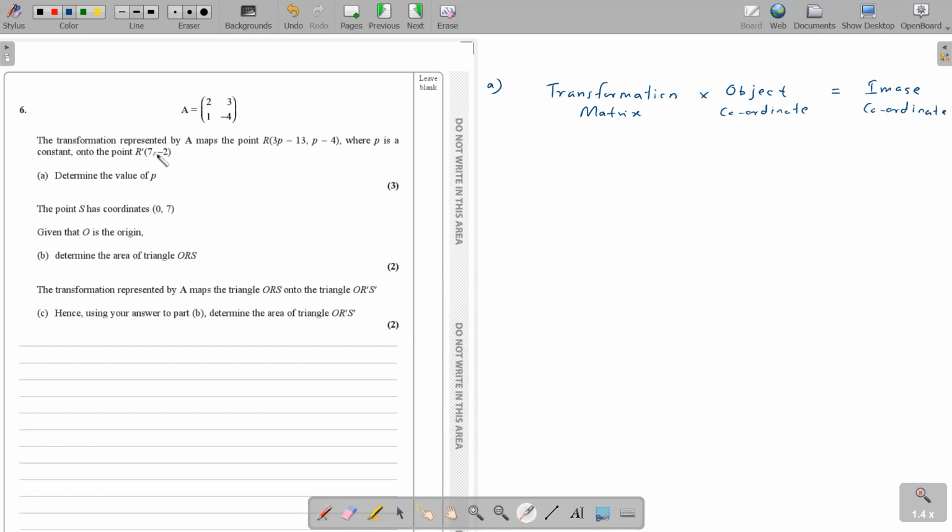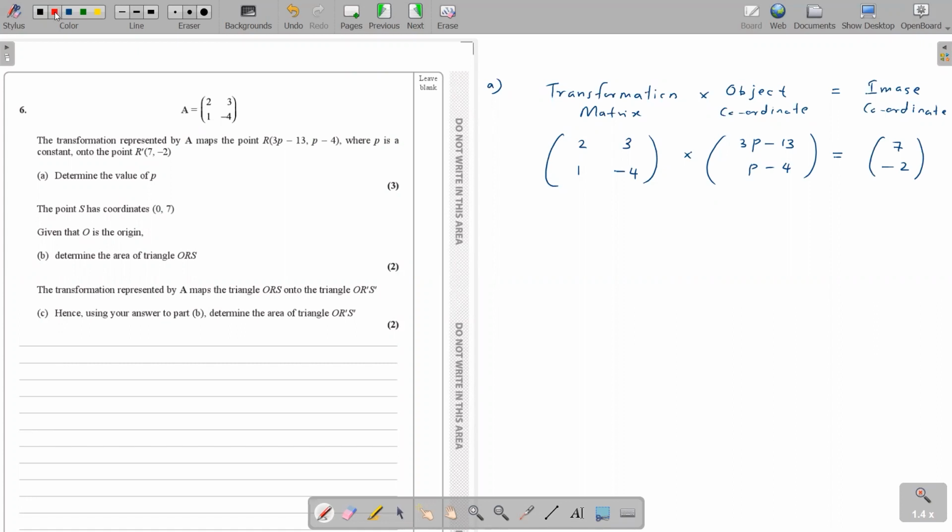So the transformation matrix is represented by A. So A is (2, 1; 3, minus 4) into what's your object coordinate? The object coordinate is 3p minus 13, and p minus 4. Does it mean that there are two values in 3p minus 13? No, 3p minus 13 is a single value. And this equals your image coordinates, 7 and minus 2. When I'm writing the coordinates, I'm writing them using a column vector, because that's how you should write the coordinates.